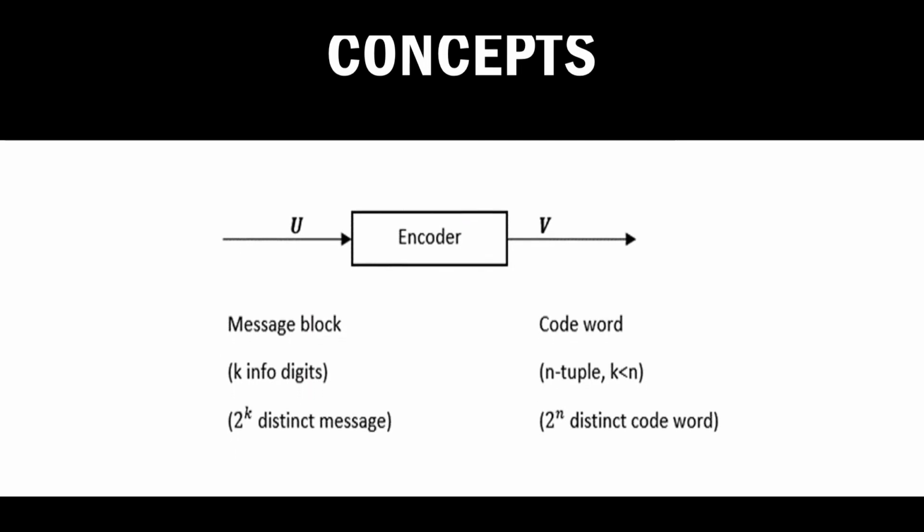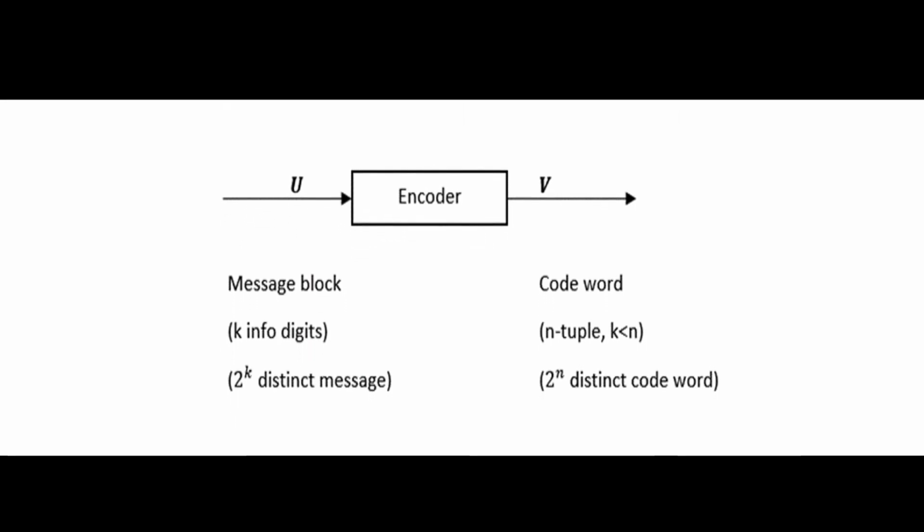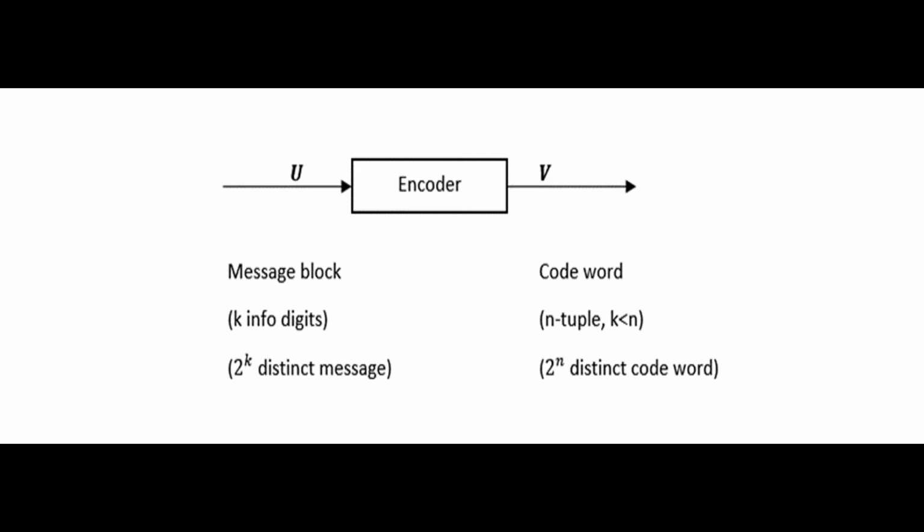Now, let us move on to the concept of linear block code. This figure shows that a k-bit message block denoted by U is encoded into an n-bit code word, which is denoted by V, where n is larger than k. The message block consists of a total of 2 to the power of k code words. Meanwhile, the n-bit blocks can form as many as 2 to the power of n distinct sequences, also referred to as n-tuples.